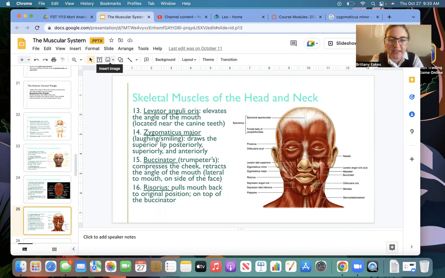Then we have the risorius, which I think is the false smile muscle, but I could be wrong. It's going to pull the mouth back. Oh, never mind. Sorry. It's going to pull the mouth back to the original position. And it is on top of the buccinator. So let me look at these images and make sure we've got these on here. Levator anguli oris, this region right here, the zygomaticus major, the buccinator right here, and then the risorius is going to be on top of that.